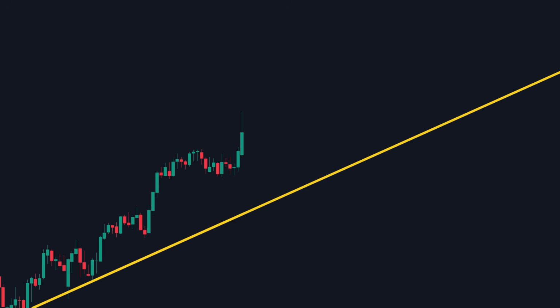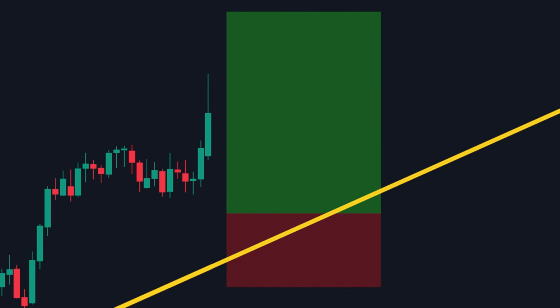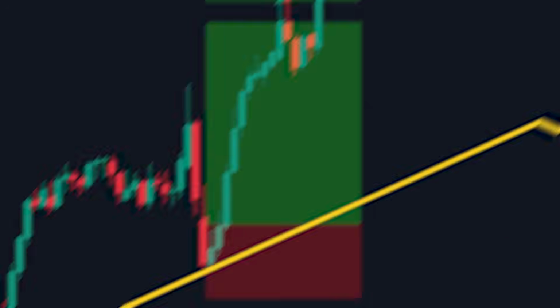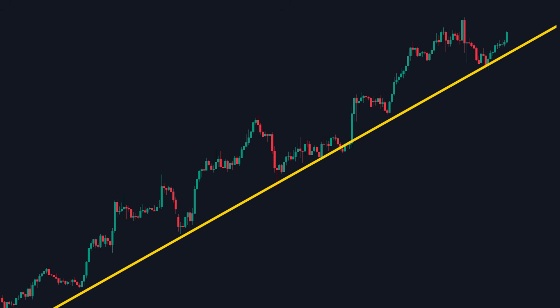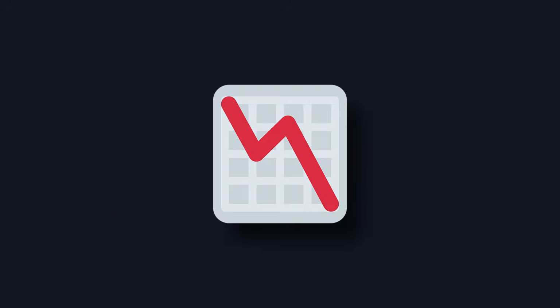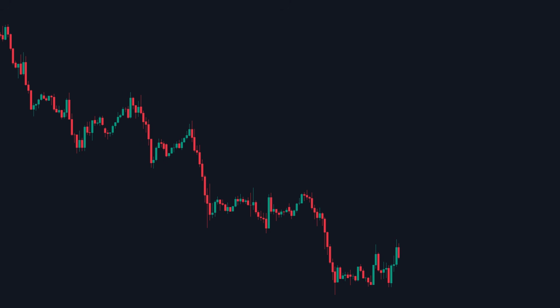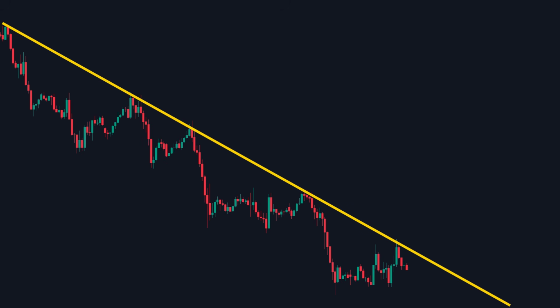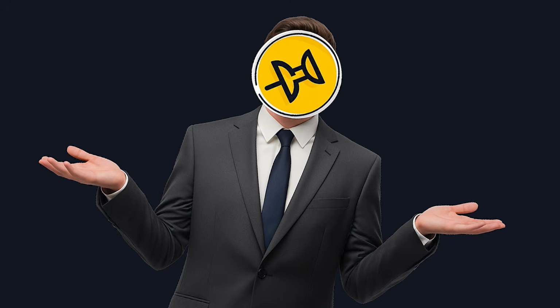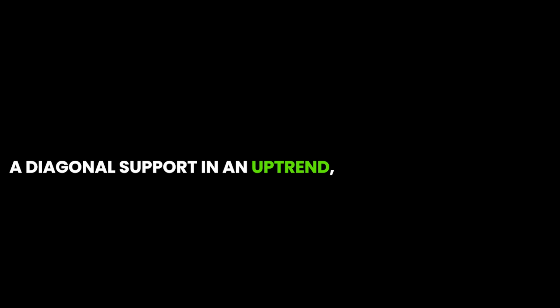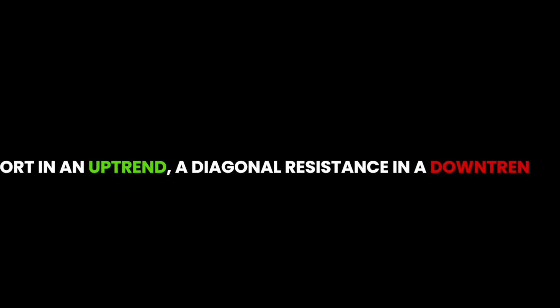Most traders can define a trend line, but almost nobody can explain why it works. In an uptrend, price keeps printing higher lows, and a trend line connects those swing lows from below. In a downtrend, price keeps printing lower highs, and the trend line connects those swing highs from above. That's it. A diagonal support in an uptrend, a diagonal resistance in a downtrend.